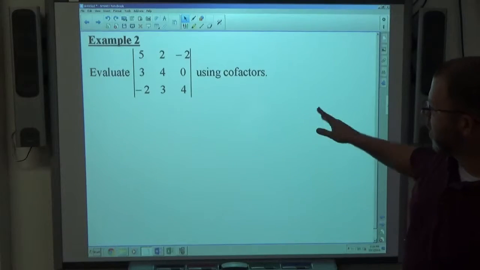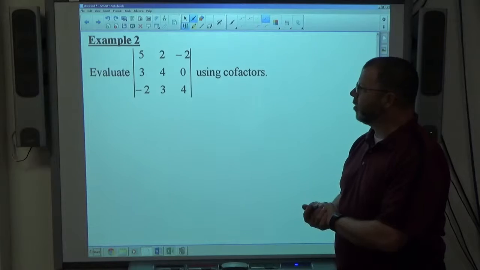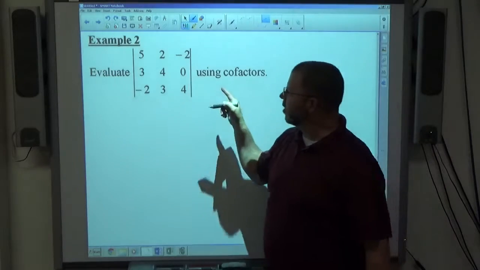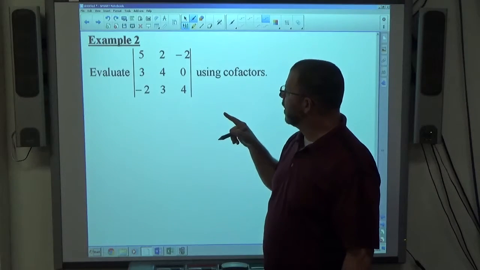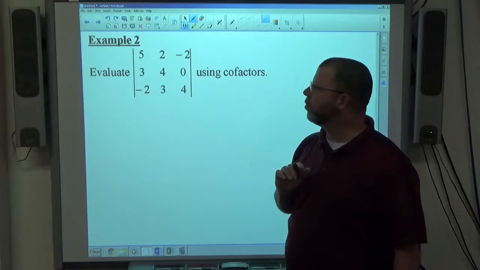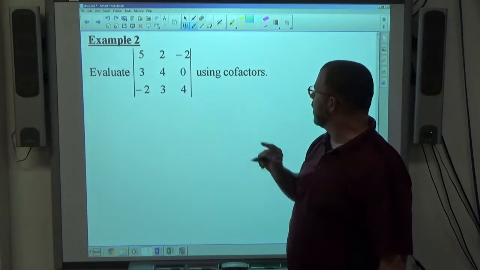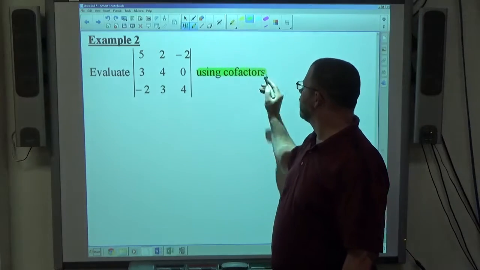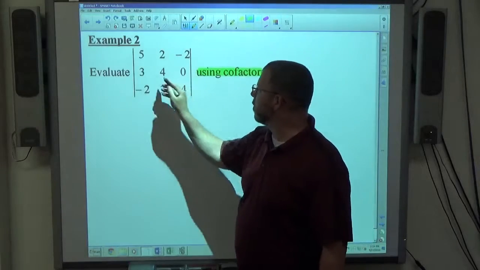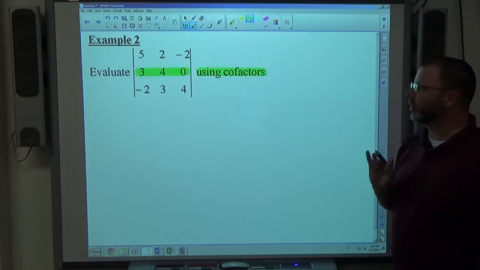Okay, example 2, this says using cofactors. What we're going to do is, with the 3 by 3 determinant, break it into 3 separate 2 by 2 matrices. And the way we do this is we pick one of the 3 rows, and when it says using cofactors, zeros are your best friend, so if you can find a row with 0 in it, that's the one to use. So what I'm going to do is I'm going to use 3, 4, 0.